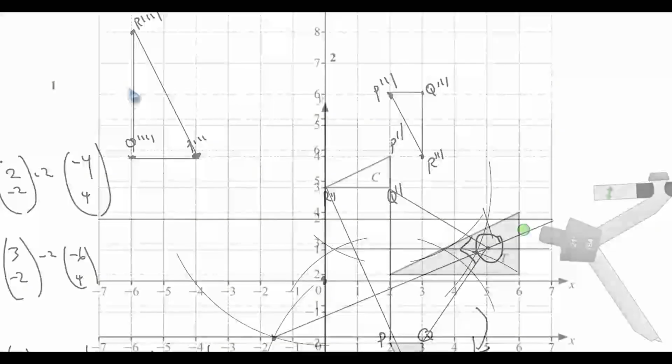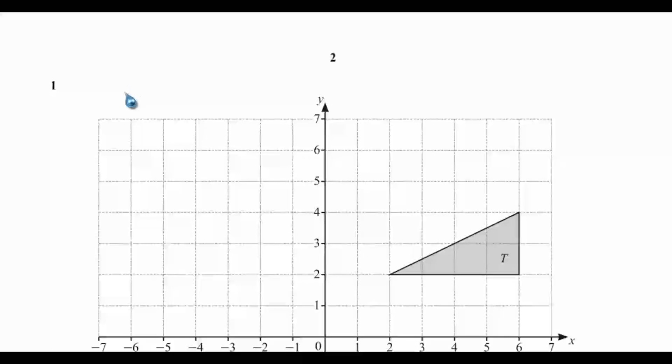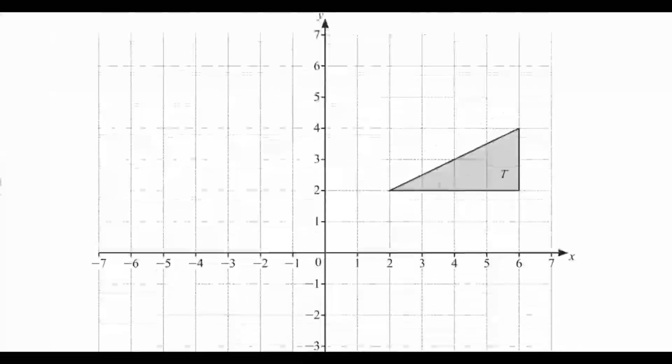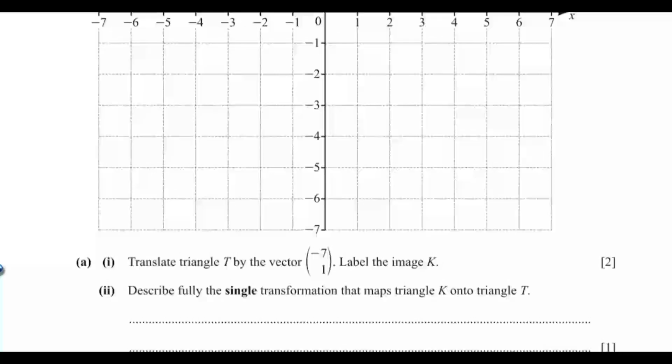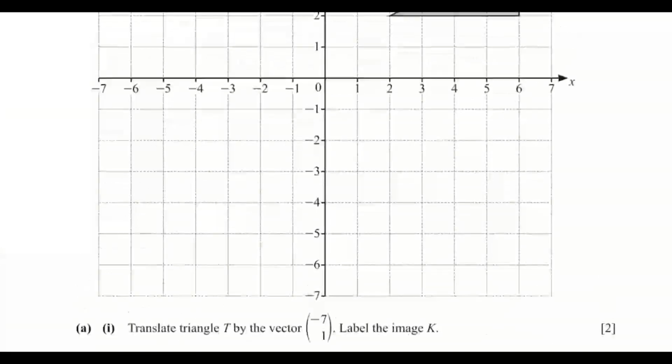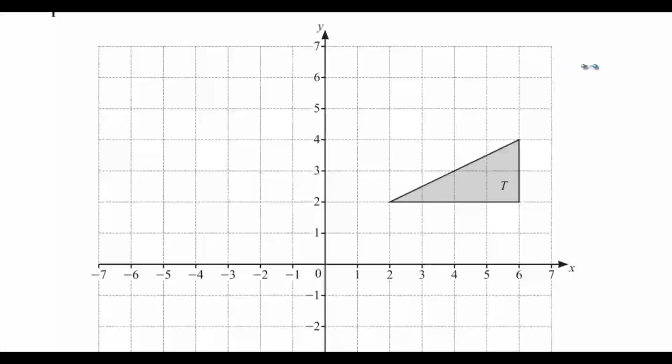Okay, this is another question. Question 1 of paper 058042 October November 2023. Translate triangle T by the vector -7, 1. Label the image K. So you have the vector to be -7, 1. Okay. So let's label this as our best practice. We have P, Q, and R here.